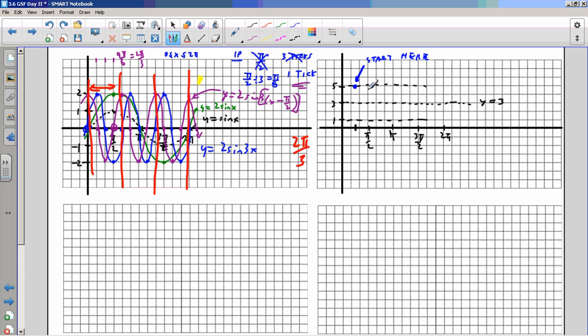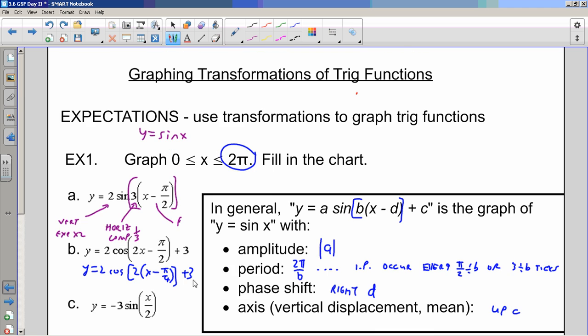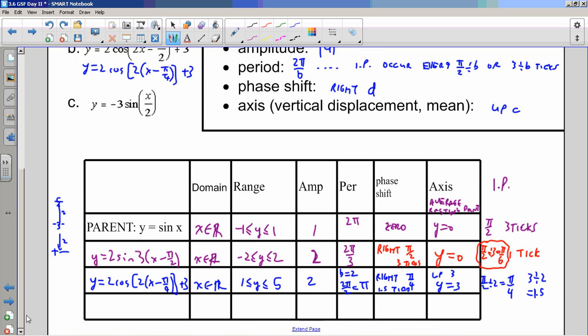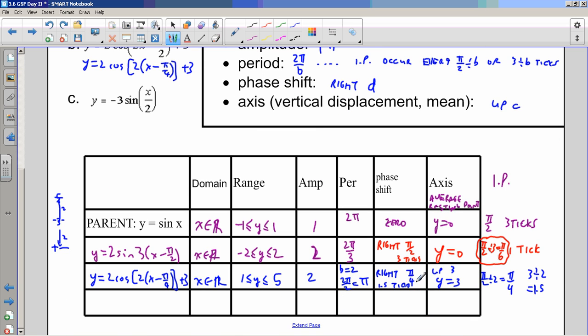Why? Because the cos starts at its maximum, and because of the phase shift in this one, we've moved right 1.5 ticks. That's supposed to say ticks. Does that look like ticks? Sort of. That didn't make it better, but 1.5 ticks is the phase shift, and we did that.